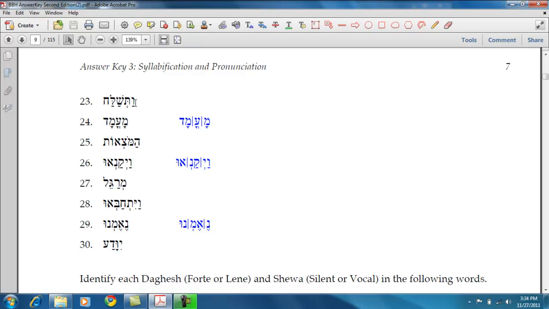So what you do is you'd have the vav with the patak and the tav as one syllable, and then the tav and the shava as another syllable. Then the shin and the patak and the lamed as another syllable, and then the lamed and the patak and the chet as your final syllable.